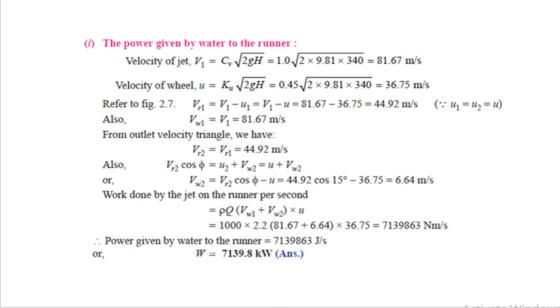So you can calculate the work done by the jet on the runner per second. So work done per second is rho A V1 or rho Q (VW1 plus VW2) into U. Actually phi is an acute angle, that's why we have taken the positive sign. So work done per second is 7139.8 kilowatt. This is the answer.